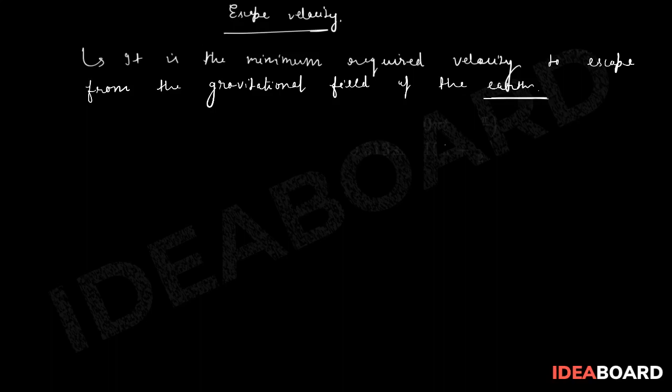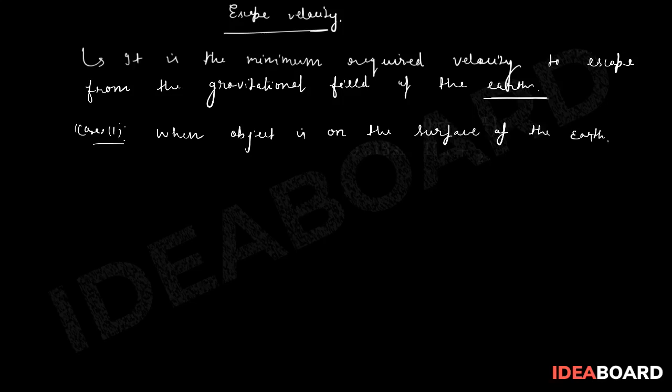Okay, so it can have two cases. Case number one, when the object is on the surface of the earth or the planet. So suppose that there is our earth which has radius R, and there is a particle or an object which has mass m. My question is, how much velocity we should apply such that it can escape the gravitational field of the earth.